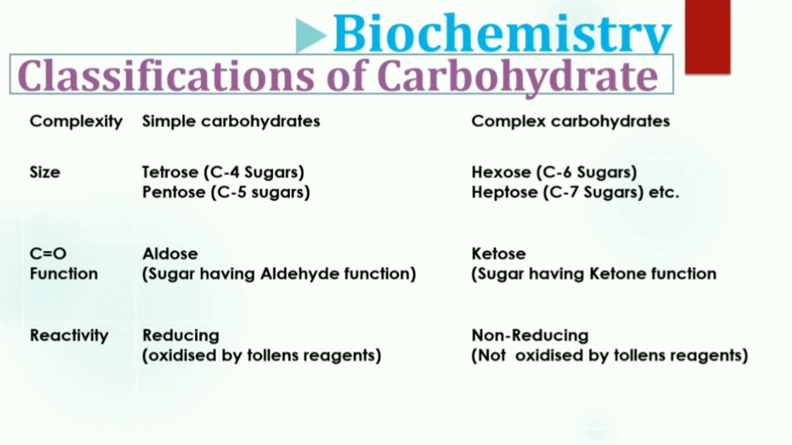Then on the basis of reactivity, we classify carbohydrates into 2 classes: reducing sugars and non-reducing sugars. Carbohydrates are oxidized by various reagents such as Tollens reagent and Benedict reagent. Those sugars which reduce Tollens reagent are known as reducing carbohydrates. Non-reducing sugars are those that are not oxidized by Tollens reagent. So you have to remember this classification.